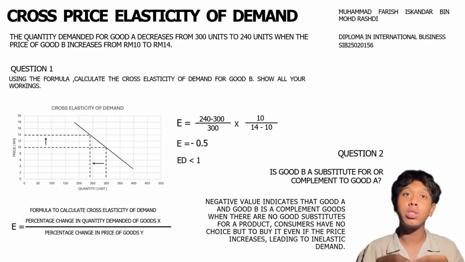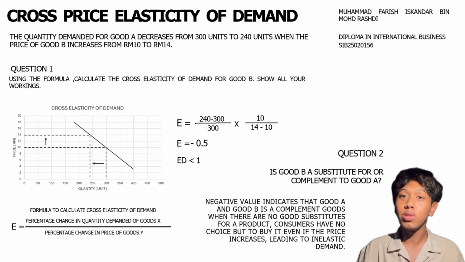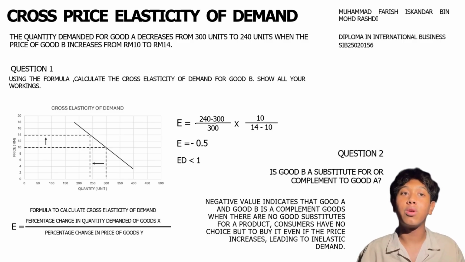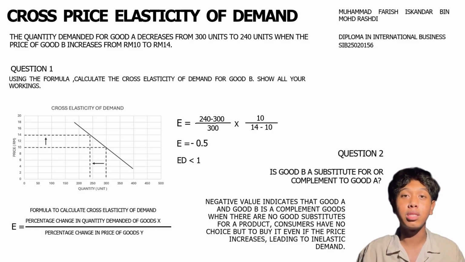And we go to question number 2: is good B a substitute for or a complement to good A? The answer is that a negative value indicates that good A and good B are complement goods. When they are not good substitutes for the product, consumers have no choice but to buy it even if the price increases, leading to inelastic demand.